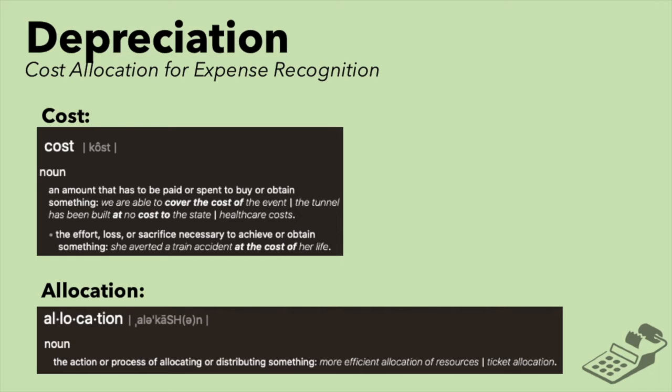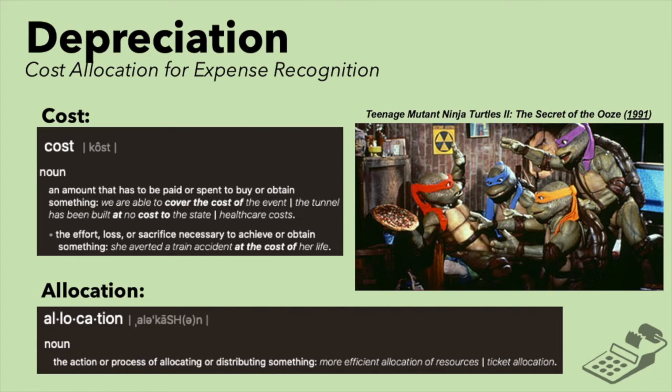One of my favorite movies, right here, a picture of Teenage Mutant Ninja Turtles 2, The Secret of the Ooze from 1991. Here you see the Teenage Mutant Ninja Turtles fighting over the allocation of pizza. Raphael has the pizza and does not want to share. He does not want to allocate or distribute it amongst his brothers. And so, I just thought that was fun to put in there.